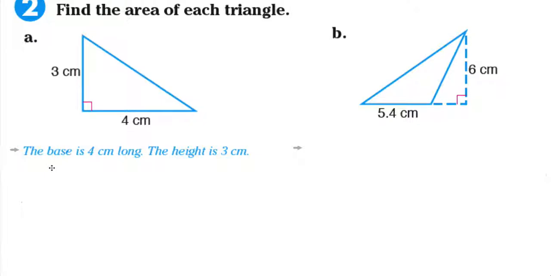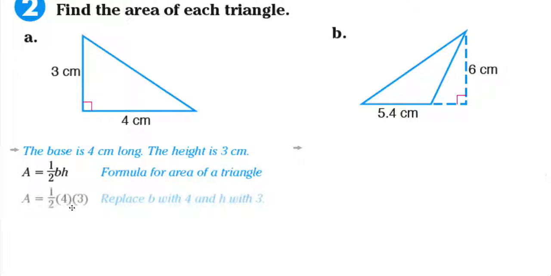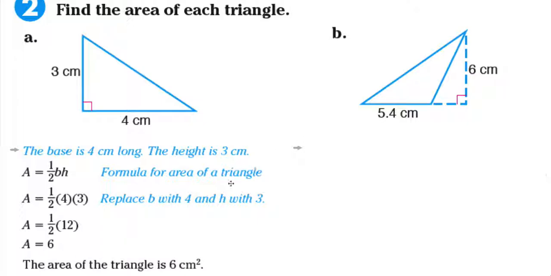Then we apply the formula for a triangle. Area equals 1/2 base times height, which is the formula for a triangle. Substitute the values of base and height, 4 and 3, so it's 1/2 times 4 times 3. And then this becomes 1/2 times 12, so area is 6. So the area of this particular triangle is 6 square centimeters.